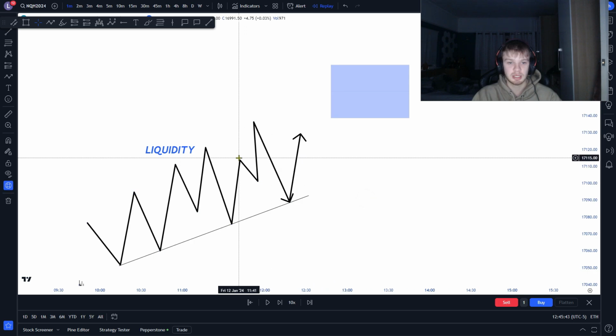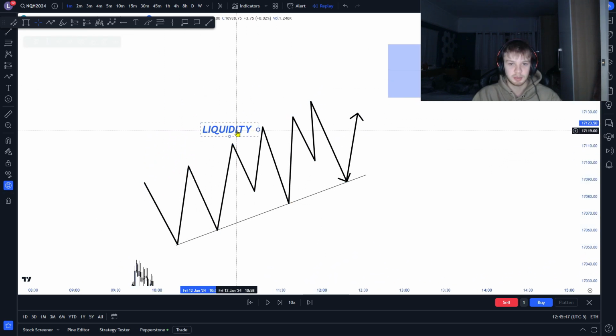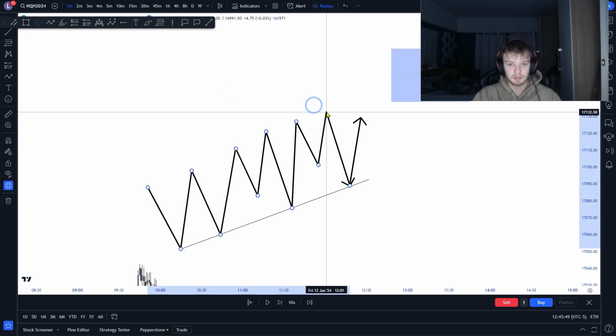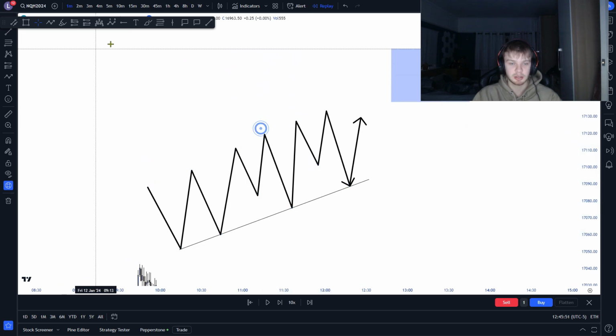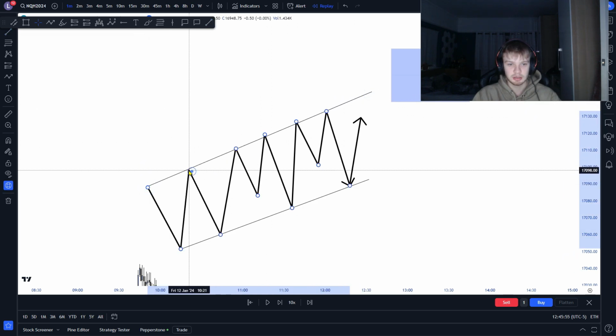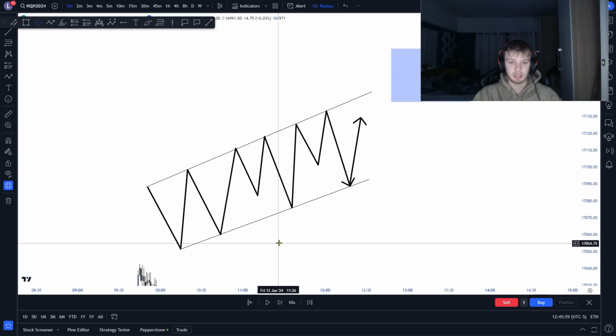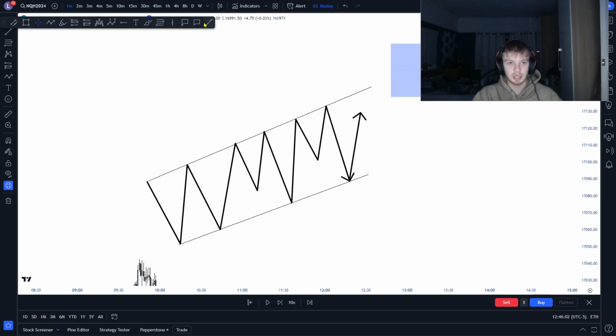Okay, so let's say we had a trend line that looked like this. So we had lots of buy side liquidity and we had lots of sell side liquidity. So right here we have a trend line that looks like that. So as you can see, as well as this trend line hitting down here multiple times, the trend line has also hit at the top multiple times.